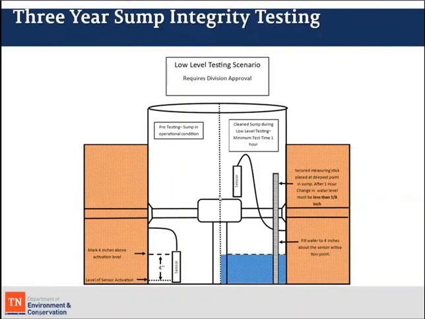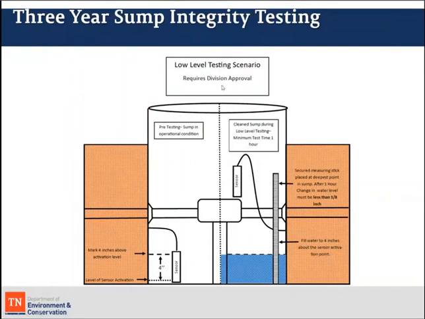The sumps have to be tight. Your piping has to have communication with the sump. Your sensors have to be properly placed. So if one of those pieces of the puzzle isn't properly configured, then you're not performing release detection as you should, and you may miss a release and not detect it, or you may not detect it as quickly as you normally would if everything was properly configured. Again, this requires division approval.